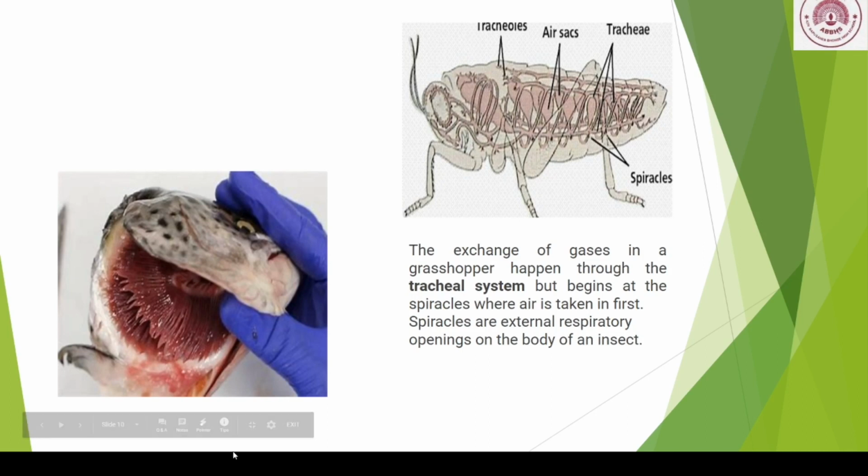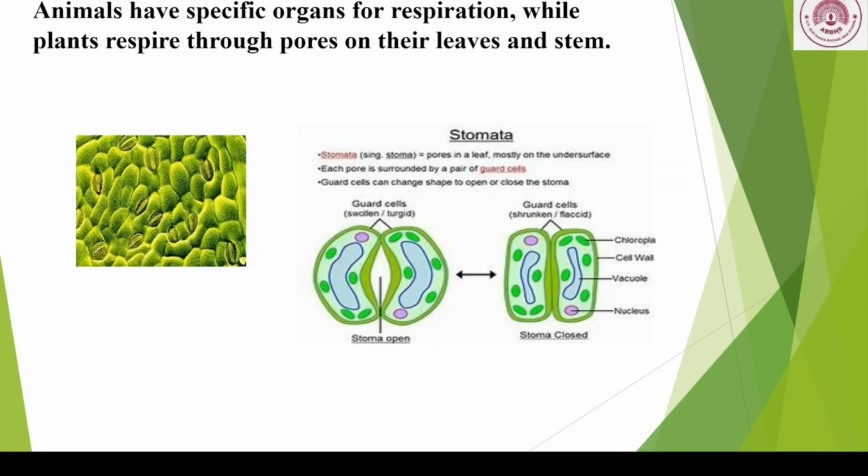The exchange of gases in a grasshopper happens through the tracheal system, but it begins at the spiracles where air is taken in first. Spiracles are external respiratory openings on the body of an insect. Animals have specific organs for respiration, while plants respire through pores on their leaves and stem. Plants respire by means of microscopic or tiny pores on their stems and leaves.